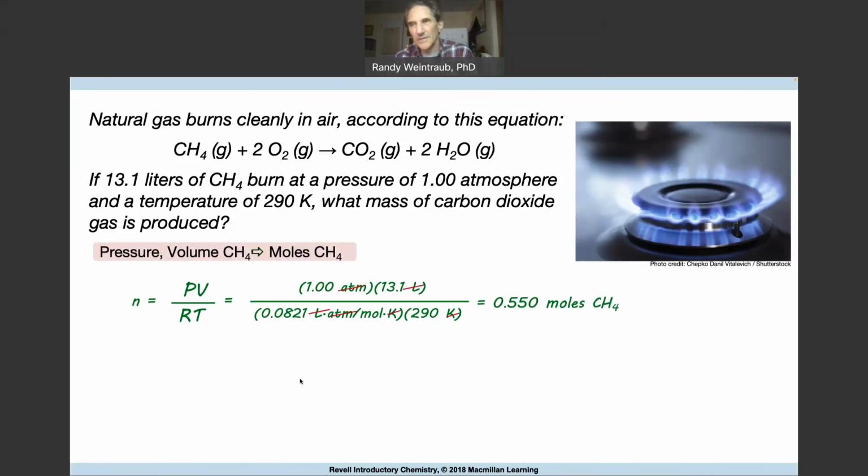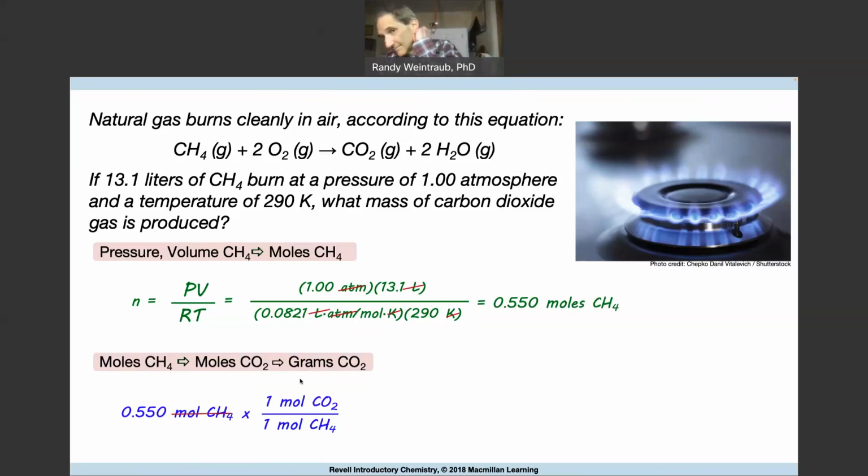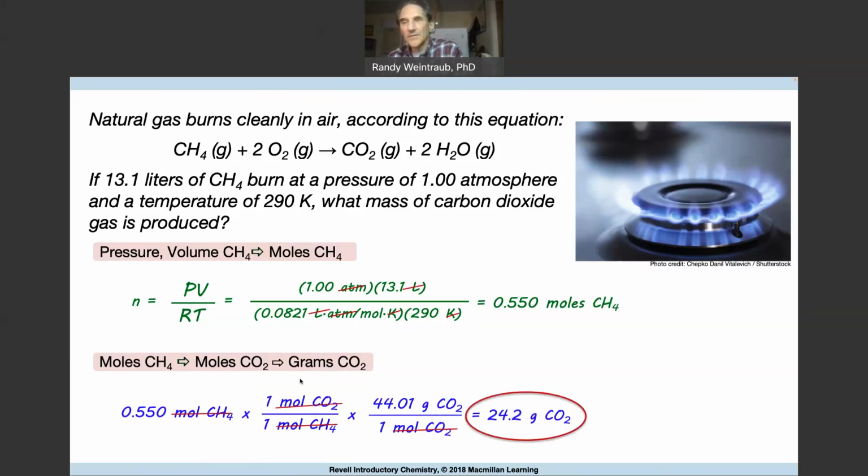We have 0.550 moles of methane. Once we have the moles of methane, we can use the balanced equation and relate the methane to CO2. And once we have moles of CO2, we can convert the moles to grams of CO2. It comes out to 24.2 grams of CO2.